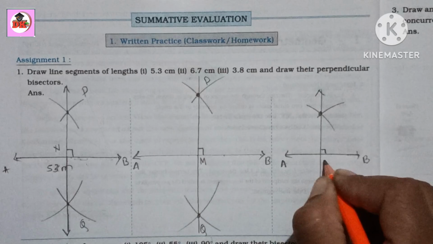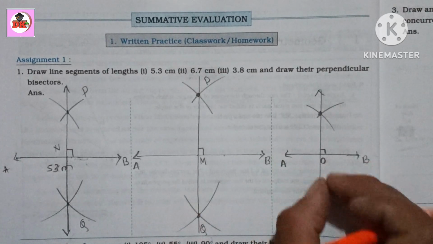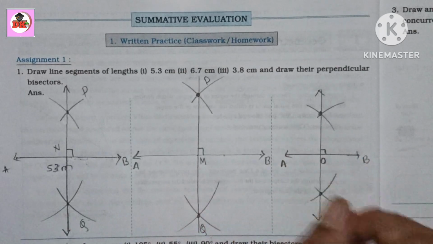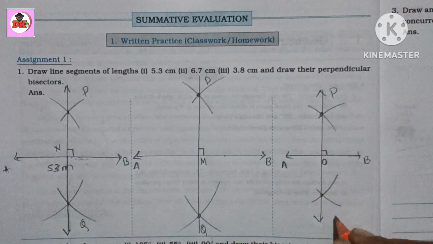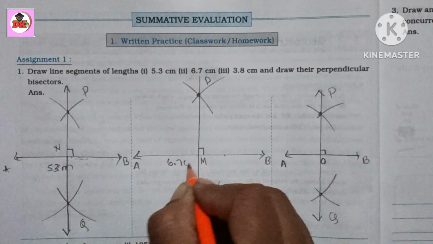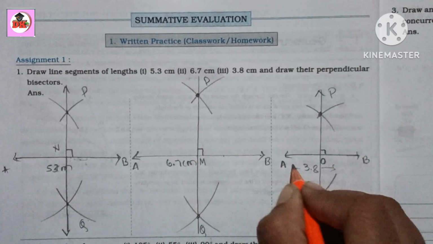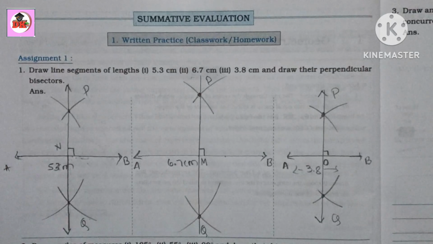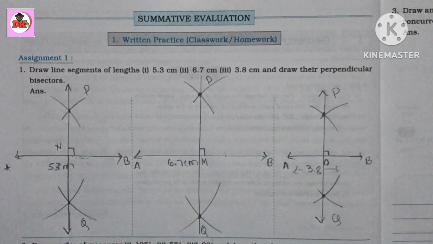We get one midpoint of AB. O is the AB midpoint. Okay, this one we call the PQ line segment. This line is 6.7 centimeter. This one is 3.8 centimeter. Okay, as we draw like this, given a line segment of a length, this is how to draw the perpendicular bisector. Okay. Next we are discussing the next question.